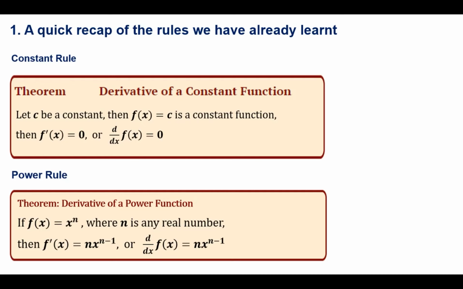Okay, power rule states that if f(x) equals x to the power of n, where n is any real number, then the derivative of f(x), f prime x, equals n times x to the power of n minus 1, or df by dx equals n times x to the power of n minus 1. Can you recall this? Okay, so these are the two rules we have already learned. Then, from today on, we'll increasingly add more rules to the derivatives.